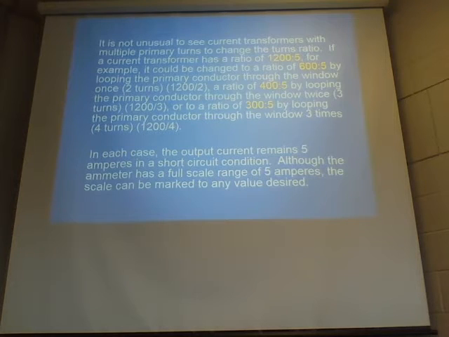It's not unusual to see current transformers with multiple primary turns to change the turns ratio. If a current transformer has a ratio of 1200 to 5, for example, it could be changed to a ratio of 600 to 5 by looping the primary conductor through the window once, giving you 2 turns instead of 1. A ratio of 400 to 5 by looping the primary conductor through the window 3 times, and so on. In each case, the output current remains 5 amps in a short circuit condition. Although the ammeter has a full-scale range of 5 amps, the scale can be marked to any value.